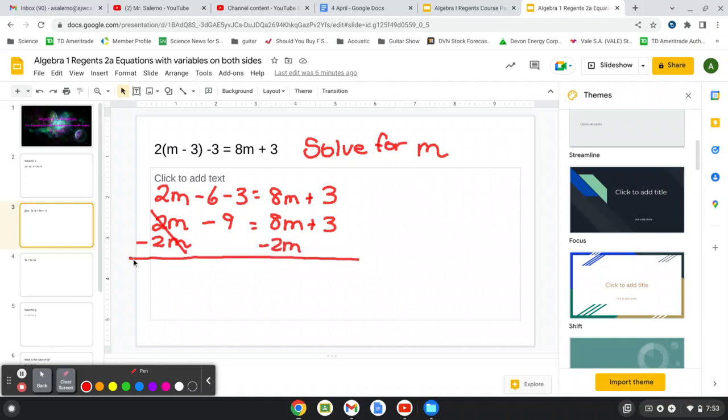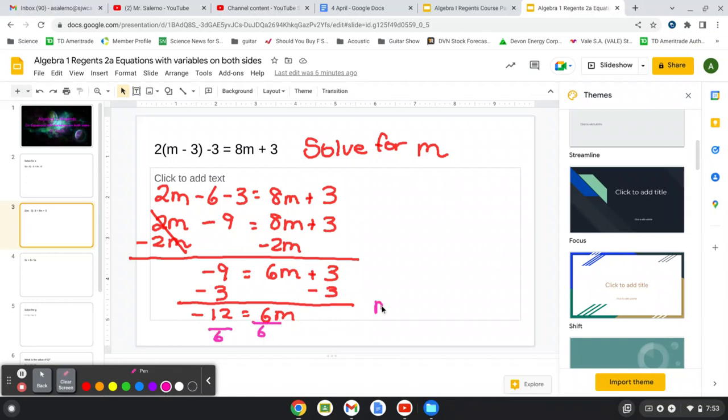So I'm going to minus the 2m on both sides. So we have a minus 9 here. This is going to equal 6m plus 3. We want to minus the 3 on both sides, because remember we're doing the opposite operation here. And we're going to have a negative 12 equals 6m, and let's use another color. We'll use purple. There we go. Divide out the 6 on both sides, and m equals -2. All right, let's keep going.